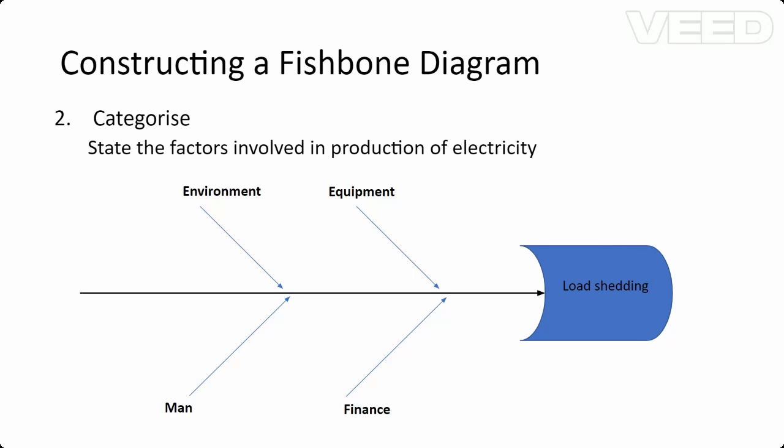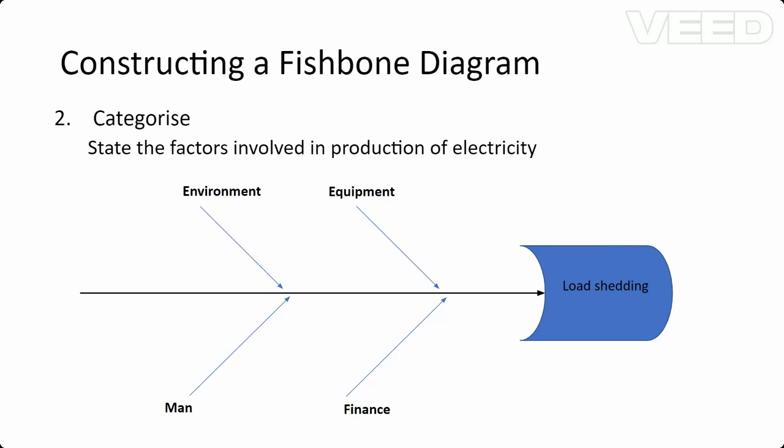So in our case, we are looking at load shedding. I've mentioned environment, which is also water. I've mentioned equipment, finance, and man. So within these factors, which we have categorized, there are other factors.